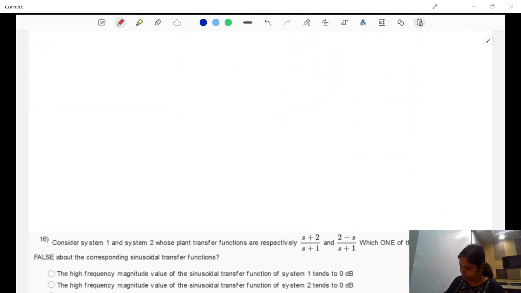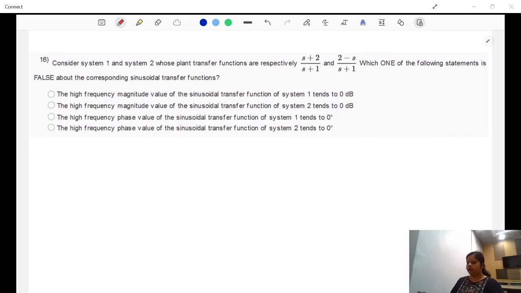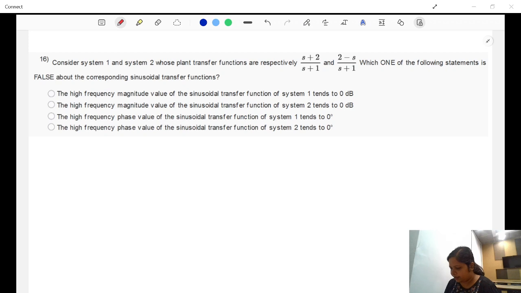This is the last question for today's session, and I want to know which of the options is correct. So there are basically two transfer functions given over here: s plus 2 upon s plus 1 and 2 minus s upon s plus 1. Which of the following is true? What we actually want to find out is the high frequency magnitude value and the high frequency phase value for both of the systems 1 and 2. Any of the options would be correct.